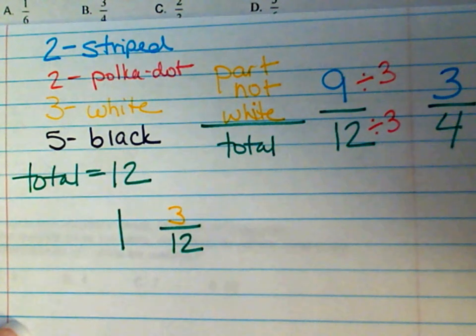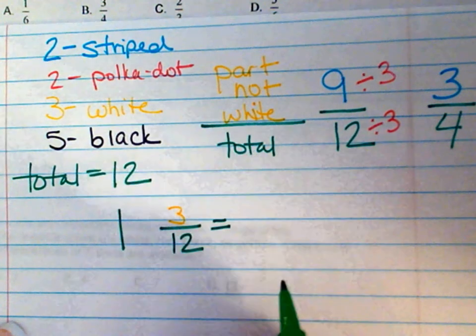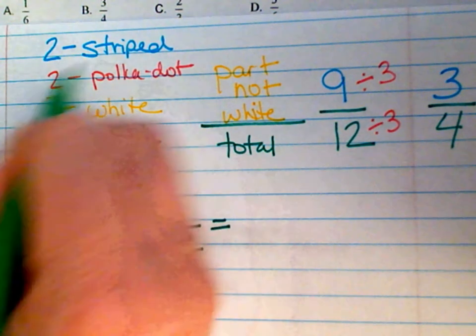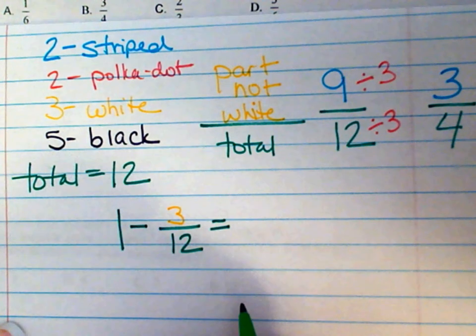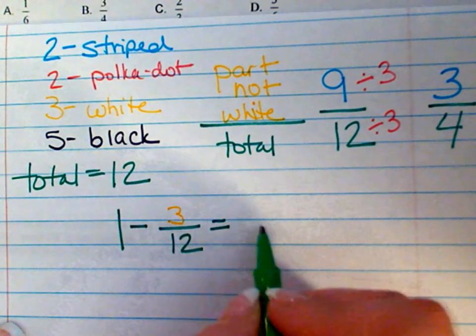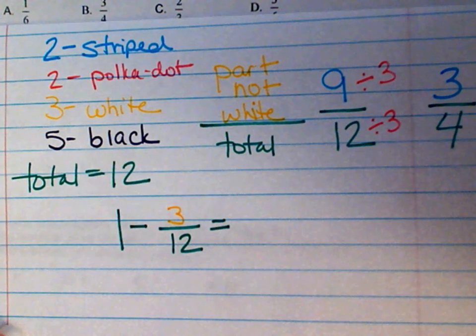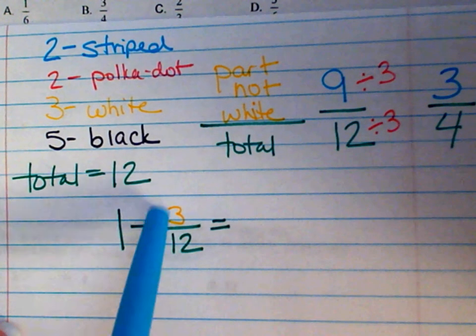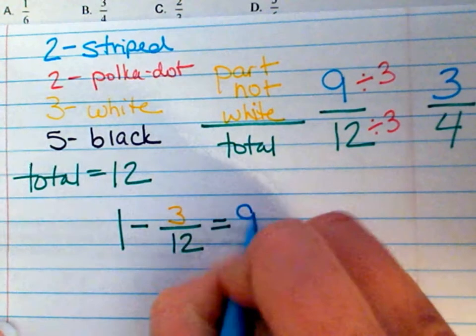The equation is, how do I get part not white? Well, if I take my one whole and subtract the part that is white, I will naturally end up with the part that is not white. One whole minus 3/12 would be 9/12.